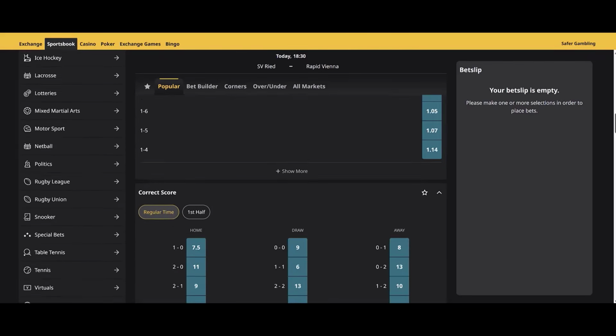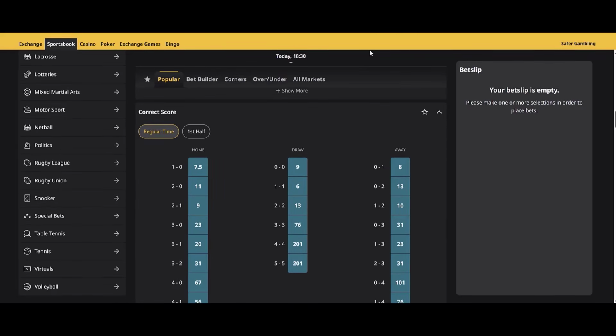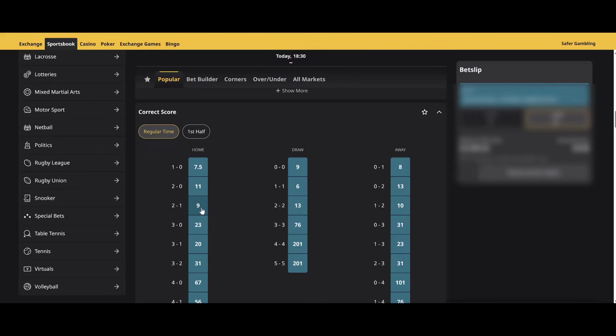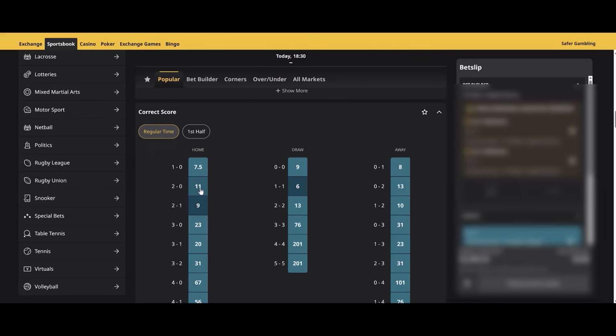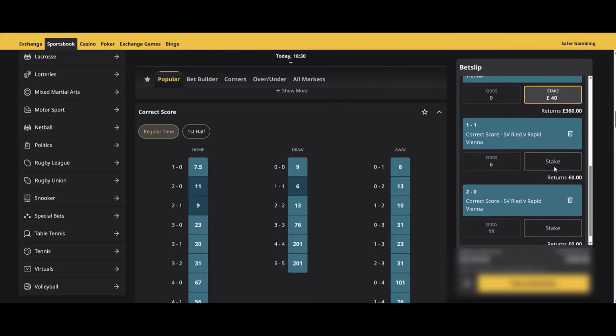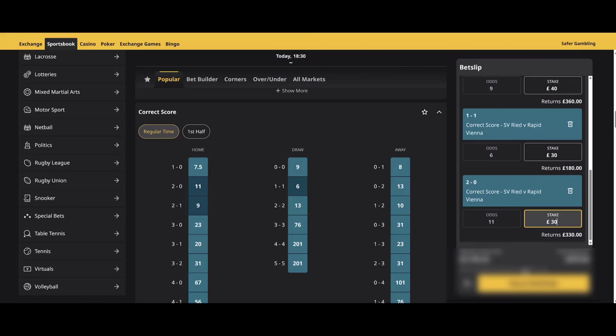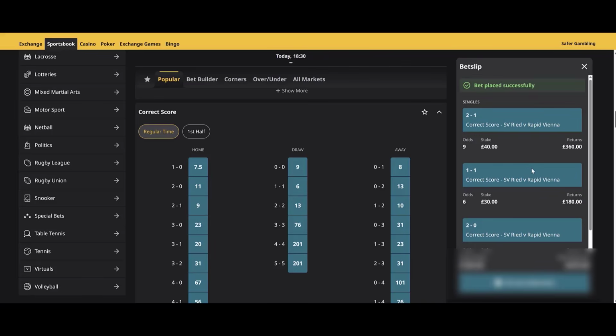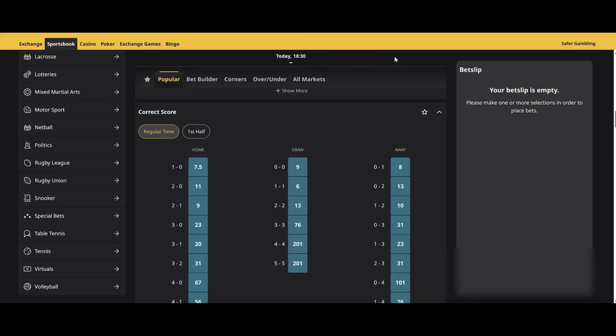Then we also want to try the other one from Austria, which is SV Ried, and we will do a similar one with 2-0, 1-1, 2-1, and we will put these in. 2-1 is the anchor score for this. So we put 40% on that one, and then 30% and 30% on the other scores. Then you just place the bet, and then we just check the results for this.